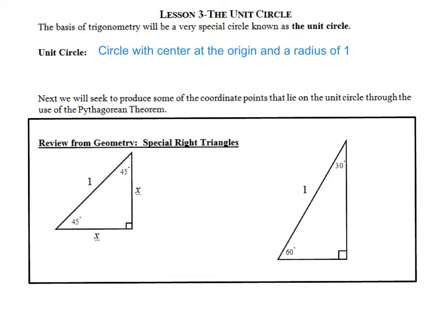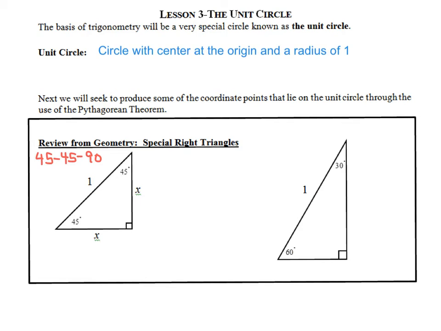Let's begin, though, by taking a look at some triangles that you should remember from geometry. The first triangle that we're going to see is called the 45-45-90 triangle. Now, see if you recall what the relationship between the sides are for the 45-45-90. We're going to start with our hypotenuse equal to 1.